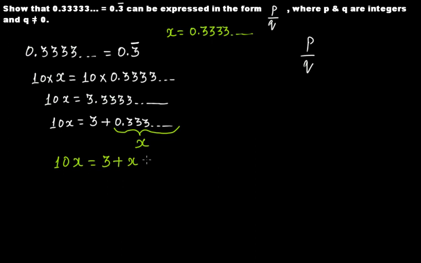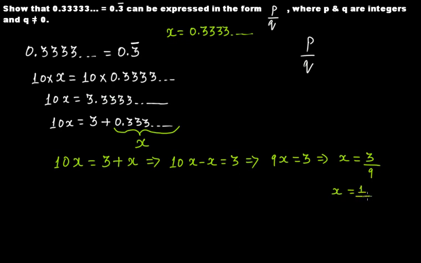So from here you get 10x minus x is equal to 3, and you get 9x is equal to 3, and you get x is equal to 3 by 9, and this gives you x is equal to 1 by 3. Okay, so this is of the form p by q, where you can see that p is 1 and q is 3. Now this x is what?